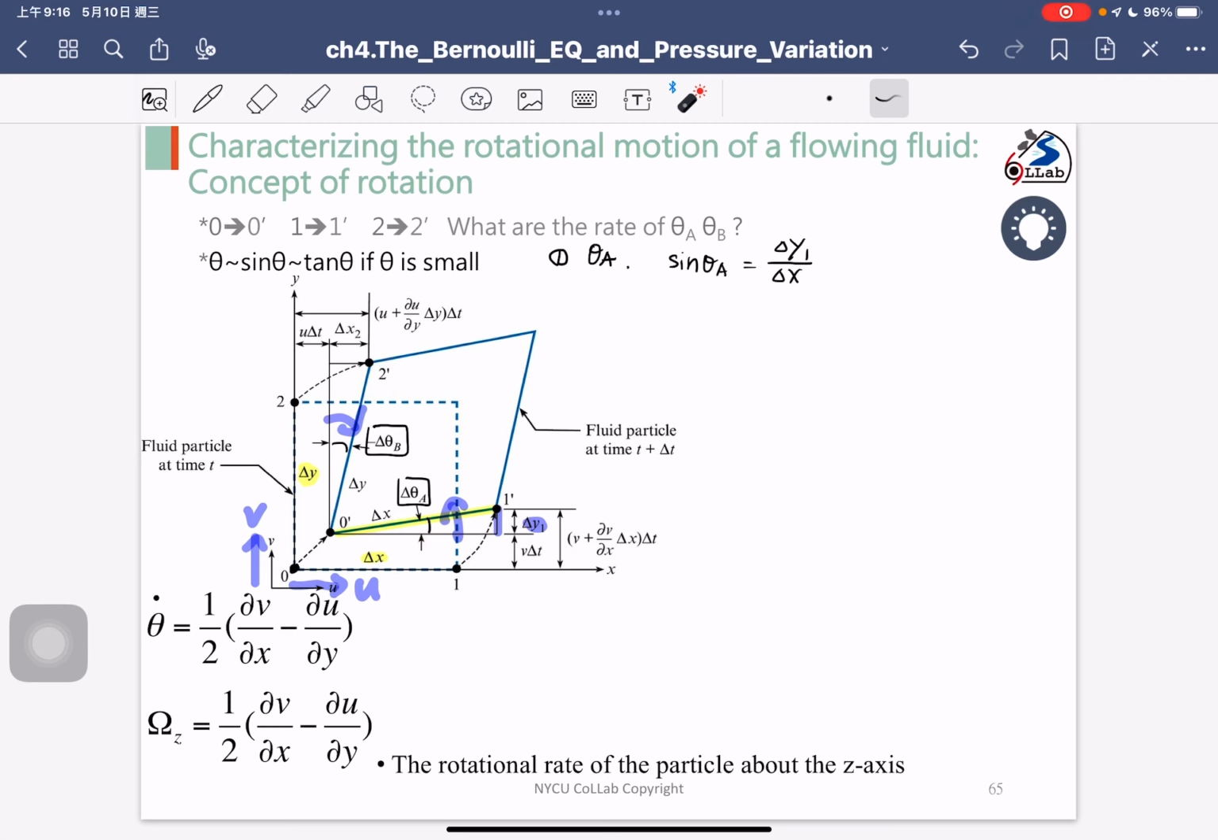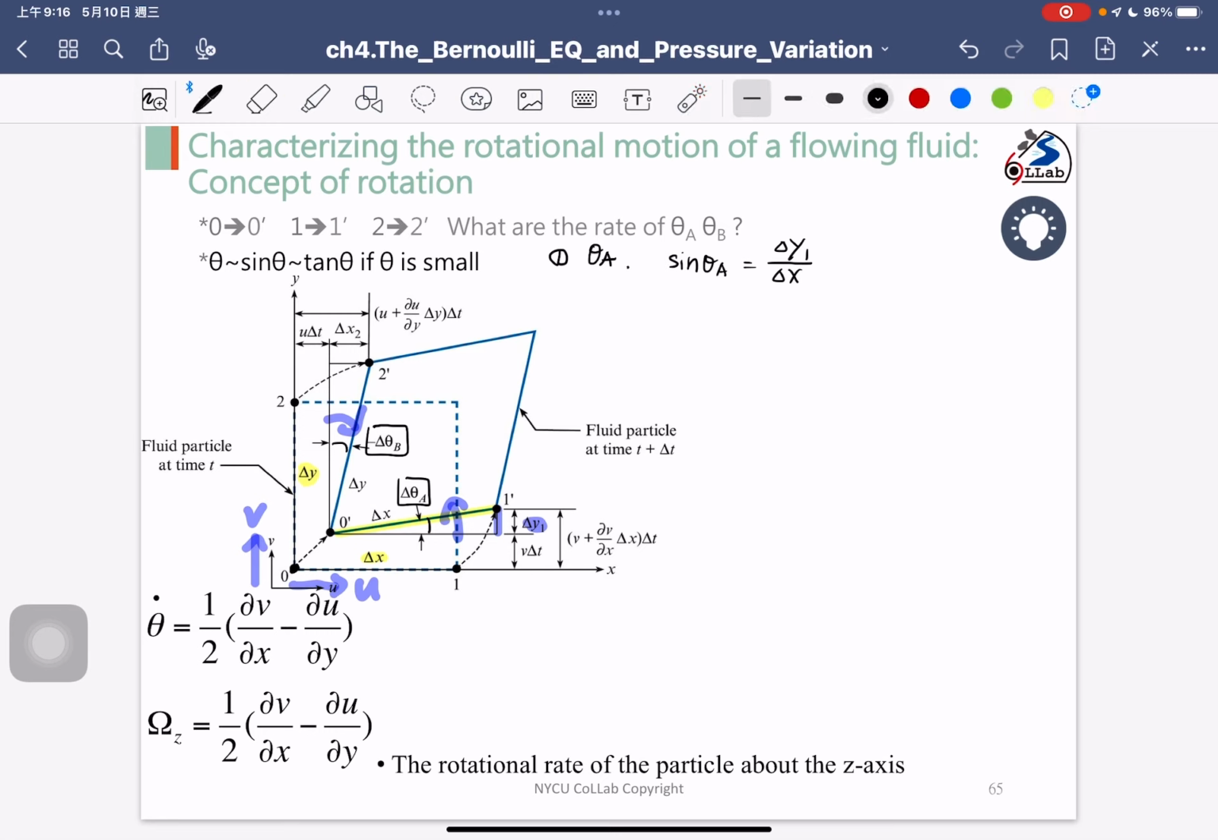So we know that sine theta A is equal to delta y1 over delta x. So the idea is, how can we compute delta y1? If we can compute delta y1, we can compute sine theta A. Okay, so we don't know delta y1. What's the value? Okay, so we go back to see here.